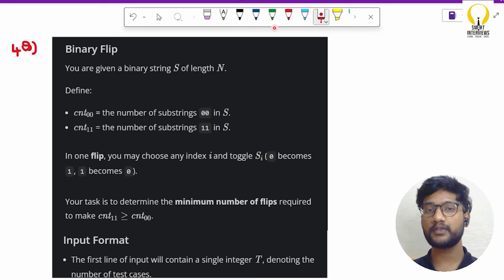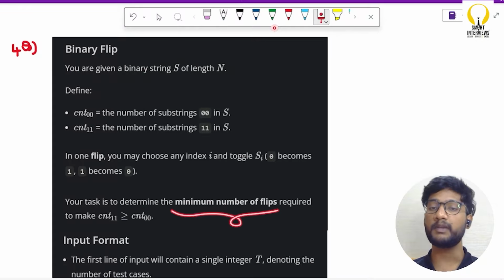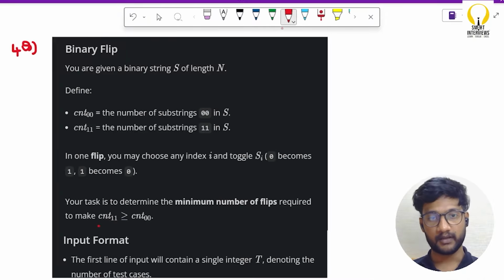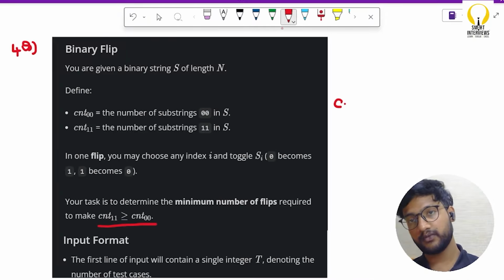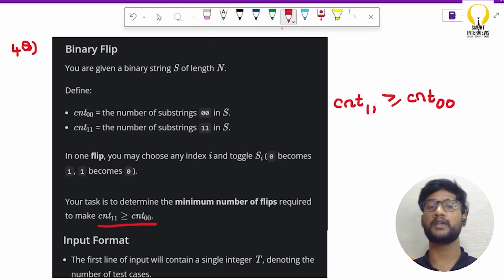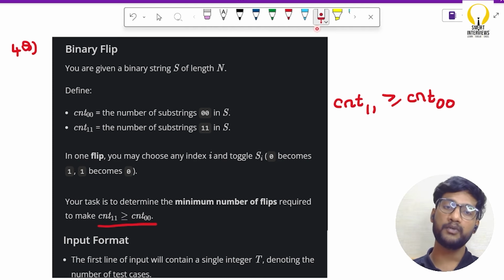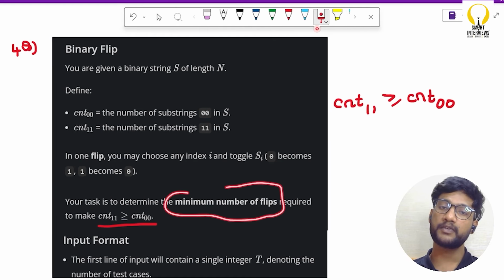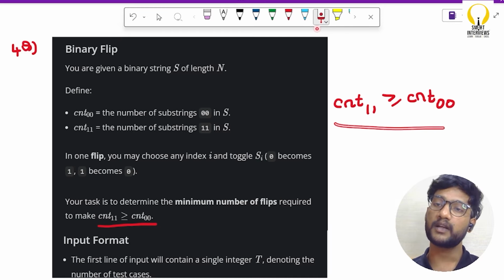Your task is to determine the minimum number of flips required to make count of 11 greater than or equal to count of 00. So you're supposed to do the minimum number of flips required to make this condition satisfied.